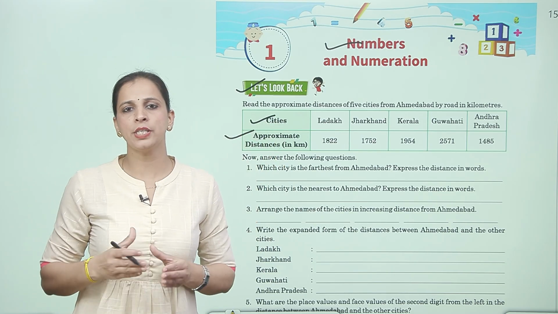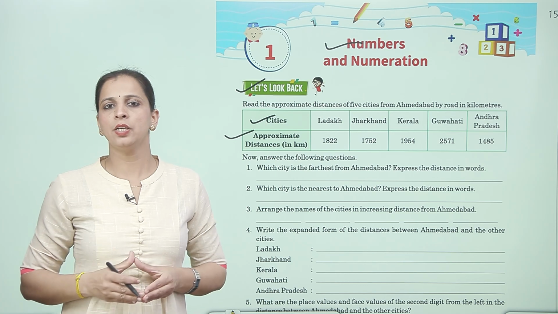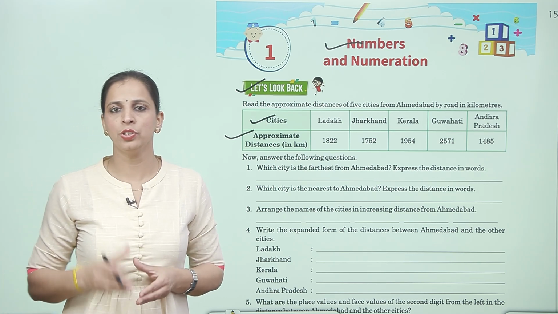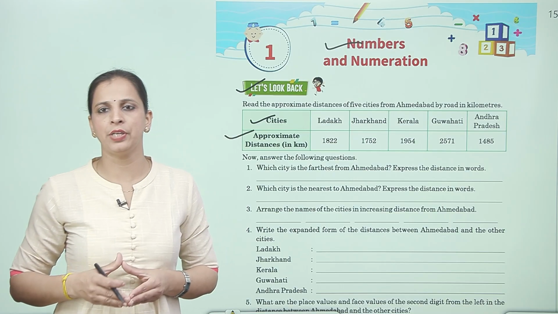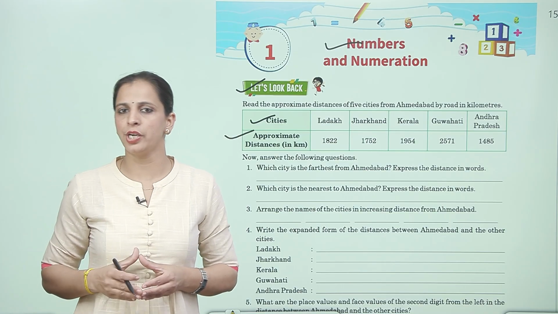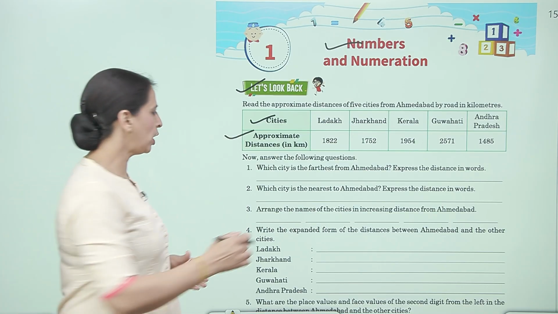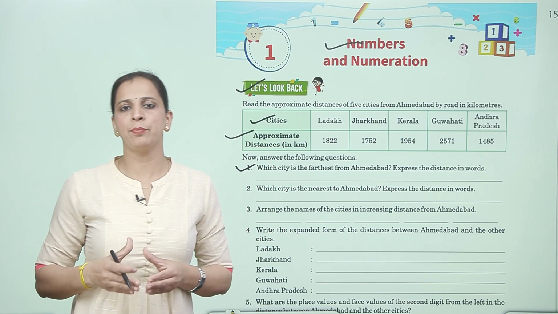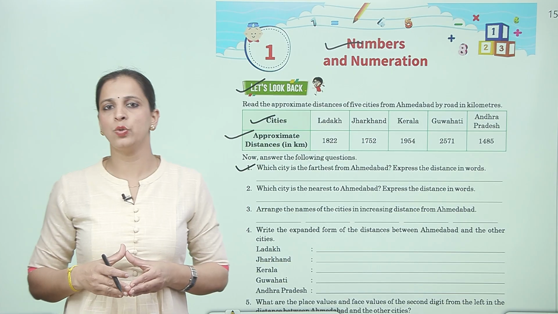Ladakh 1822, Jharkhand 1752, Kerala 1954, Guwahati 2571, Andhra Pradesh 1485. Now answer the following questions. Number 1, which city is the farthest from Ahmedabad? Express the distance in words.